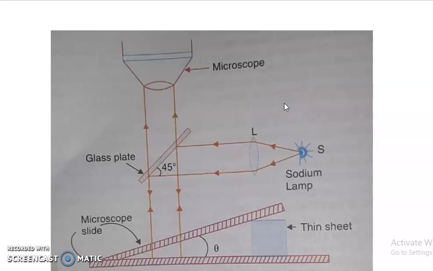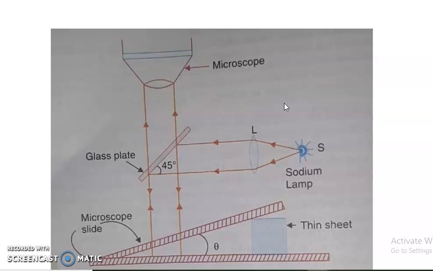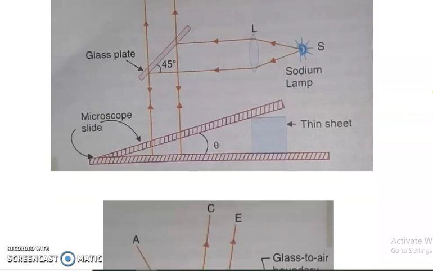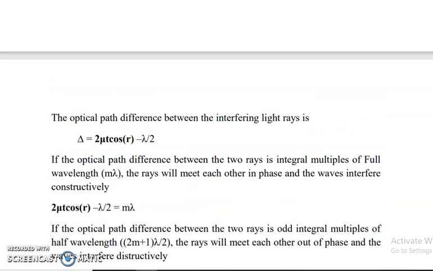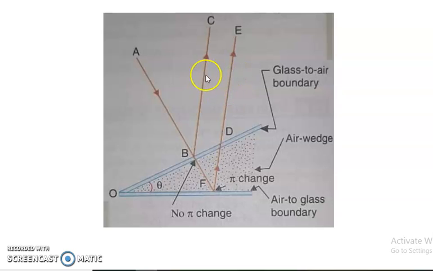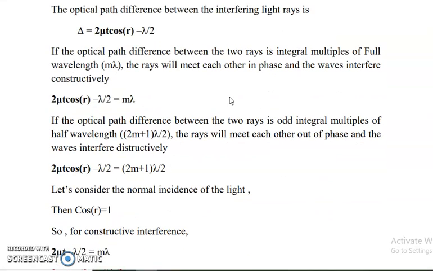Okay, now we can discuss the theory part. On going through the interference pattern, the main factor is the path difference between these two reflected light rays. This path difference is responsible for the formation of the interference pattern and whether the pattern is bright or dark.